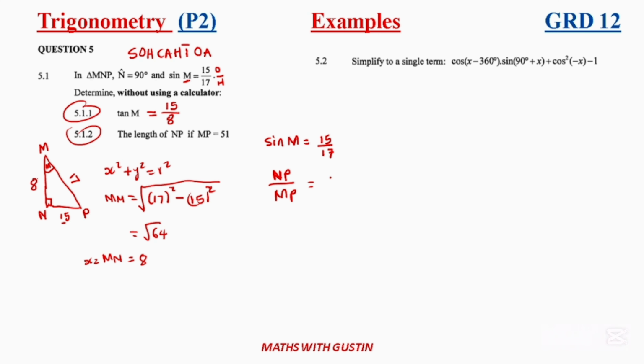MP in this case will have a different number now, because they are saying, what if MP is 51? Oh, why am I saying 52? So now we have NP is equal to 15 over 17 multiplied by 51, which gives us NP equal to how much? Let me check my calculator. It's giving me 45. And that's how you would deal with a question like this one.